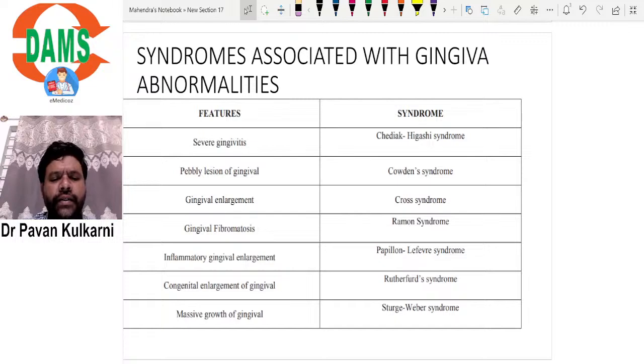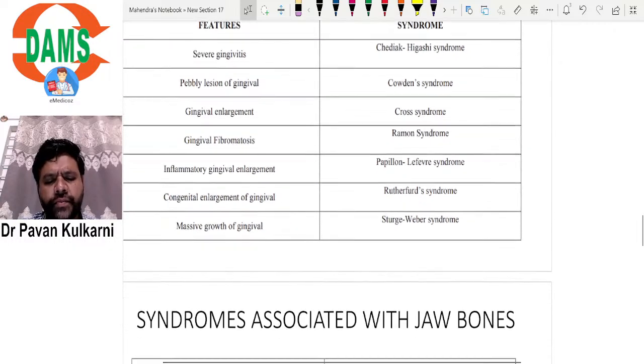Gingival enlargement. One of the important syndromes is Cross syndrome. Gingival fibromatosis, Ramon syndrome. Okay. Inflammatory gingival enlargement, Papillon-Lefevre syndrome. All of us know Papillon-Lefevre syndrome will have typical features of aggressive periodontitis. The other syndromes are not important.